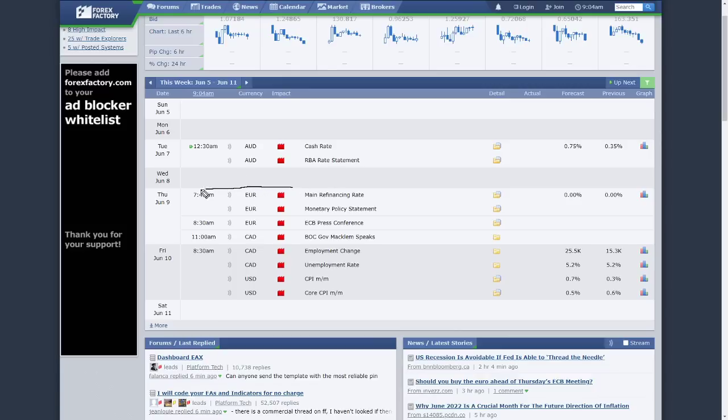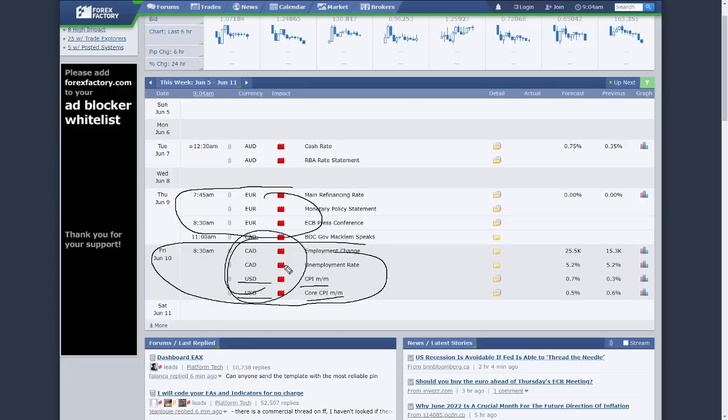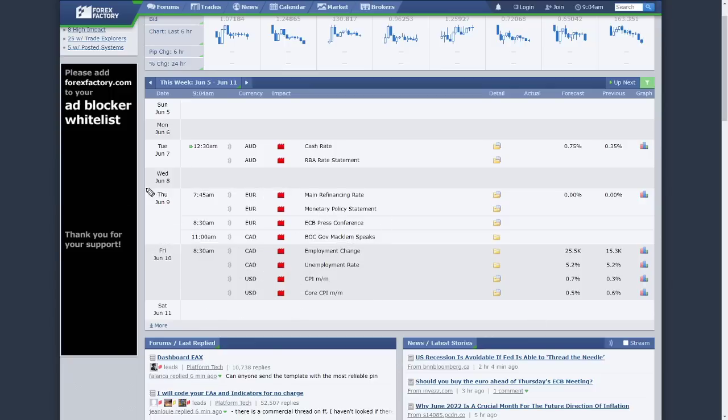We have some euro red folders here on Thursday. And then it seems like the big one also is CAD unemployment numbers and USD CPI on Friday. So Friday should be a very intriguing week, to say the least. We probably will see a bang on Friday. Lots of volatility between these pairs. Watch things like USD CAD, USD Yen, Euro Dollar, Euro CAD, things like that. We have a lot of volatility with those currencies on Friday.